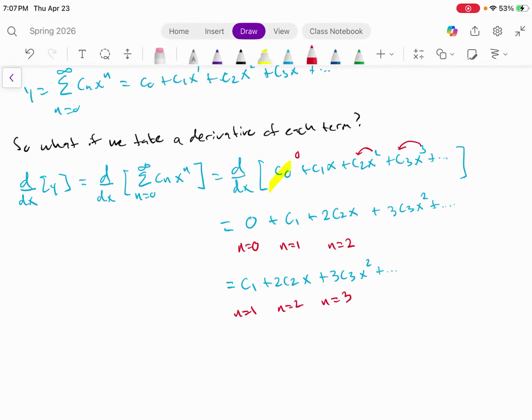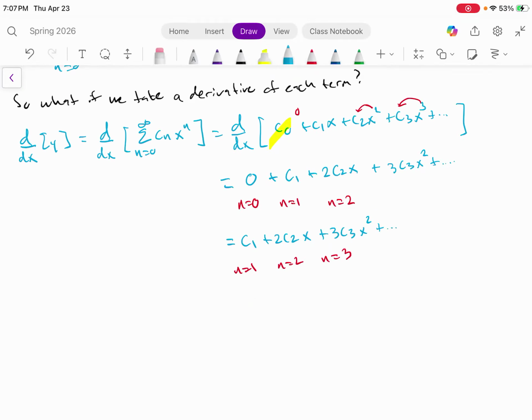What this really ends up being is y prime equals a power series starting at n equals 1 now, c sub n times n x to the n minus 1. Because this is really just using the power rule. The n drops down and we subtract 1 from the exponent. So here I'll say just power rule.